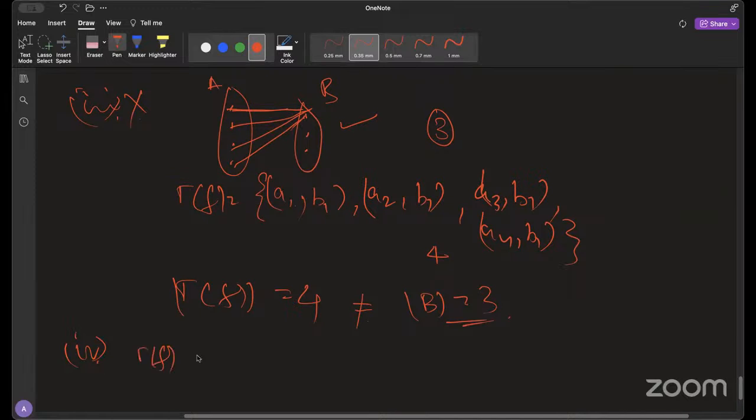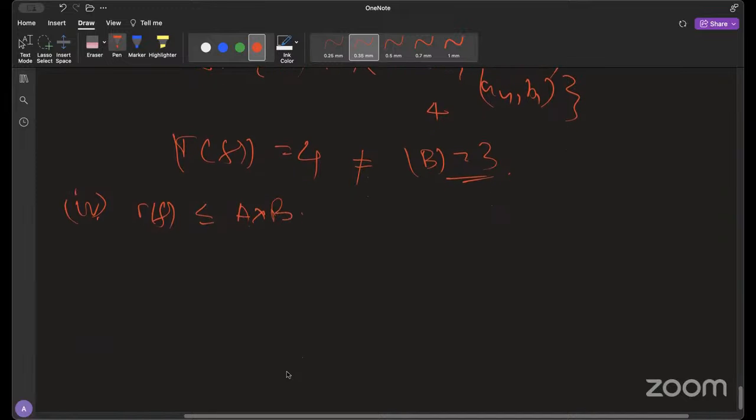The cardinality of the graph is less than or equal to the cardinality of A cross B. Okay, so have you studied relations and functions at any point? Or have you heard of relations and functions? Week 1. Yes. Week 1. So you have done relations and functions, and you should know this.